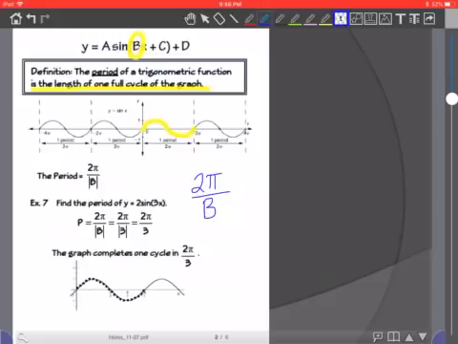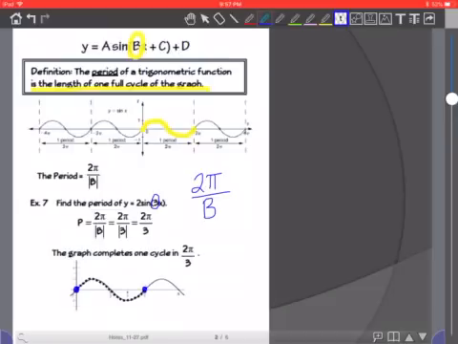Okay, so in example 7, the number in front of x is 3. So they did 2 pi divided by 3 to figure out that I'm going to have one full cycle in 2 pi over 3. The best way to graph this is, if you're not shifting left or right, we're still starting at 0, 0. And I know that it has to make one full cycle at 2 pi over 3. So I put my end point at 2 pi over 3.